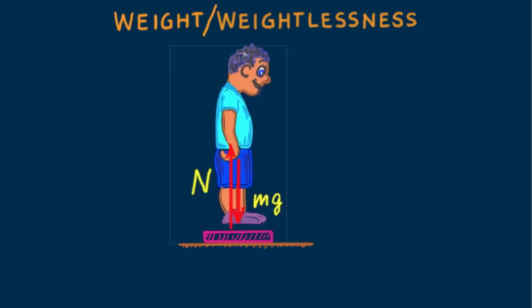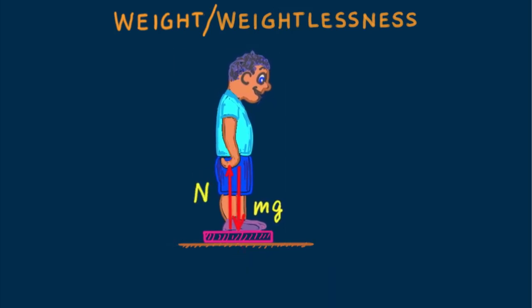Suppose Phil jounces up and down on the scale. Then he sees fluctuations in his weight reading. But the force due to gravity on Phil is constant. What Phil sees are fluctuations in the normal force N.